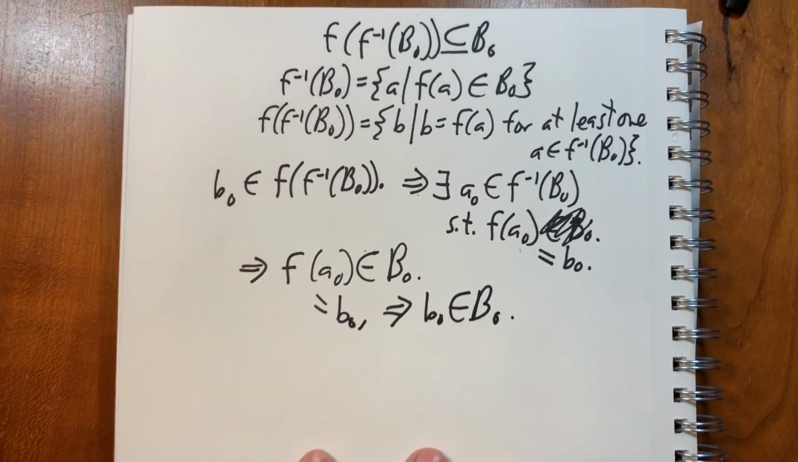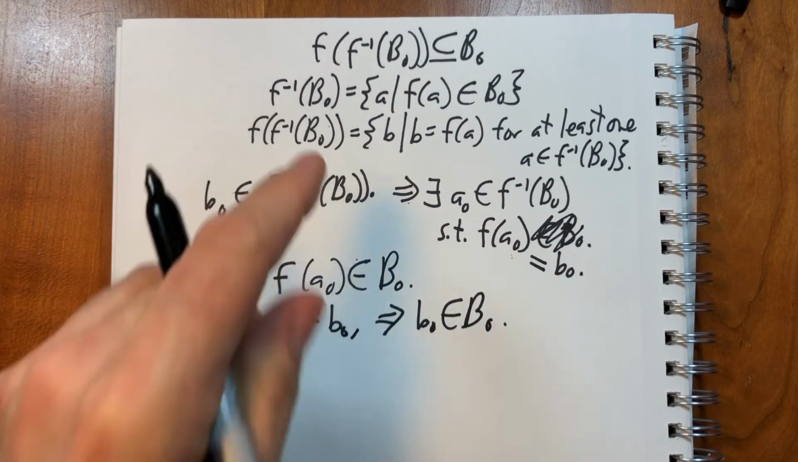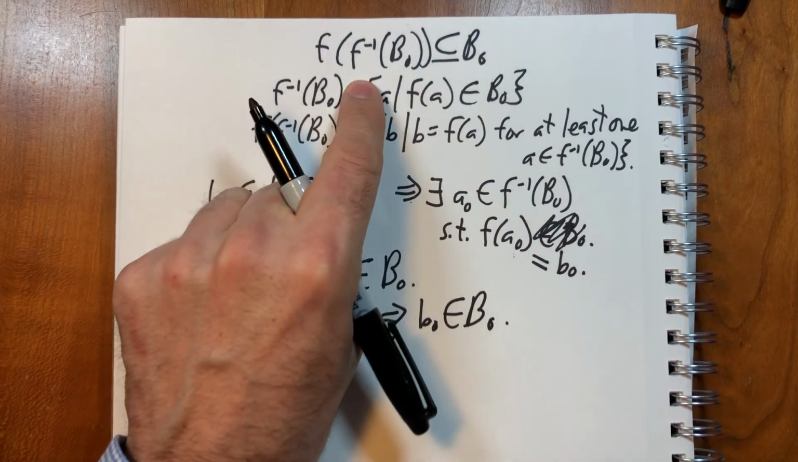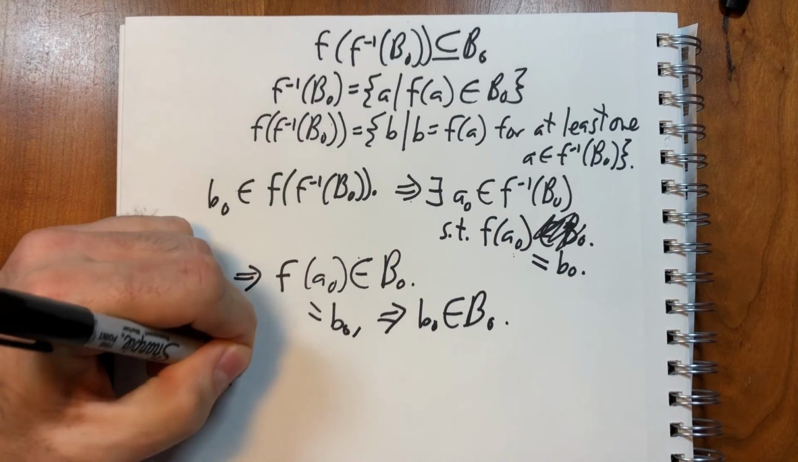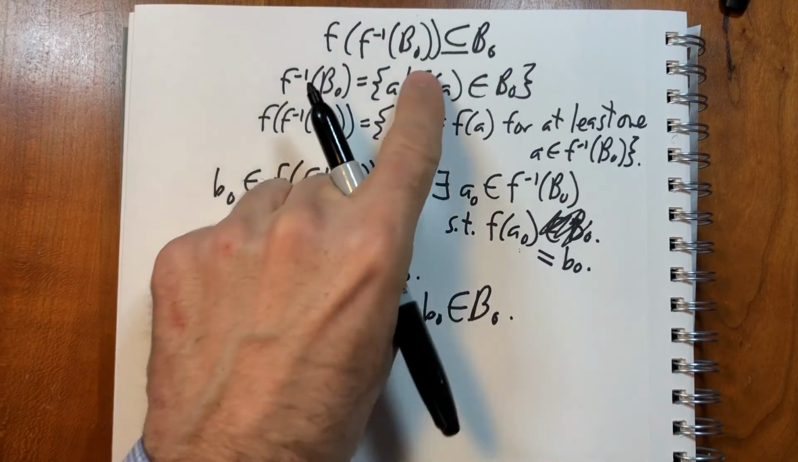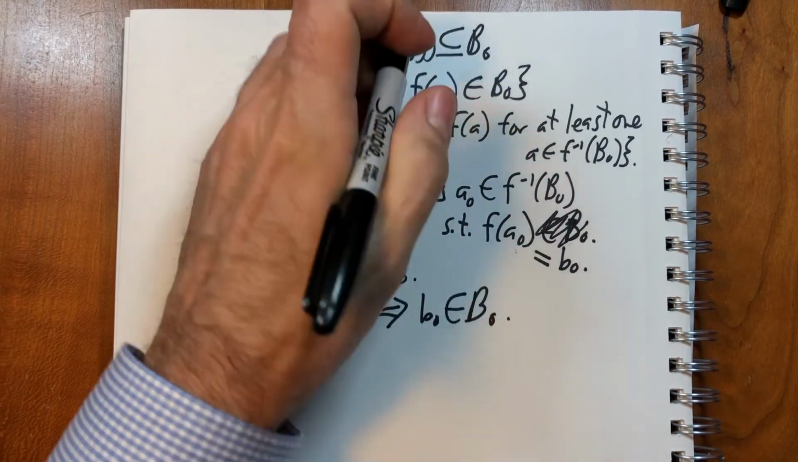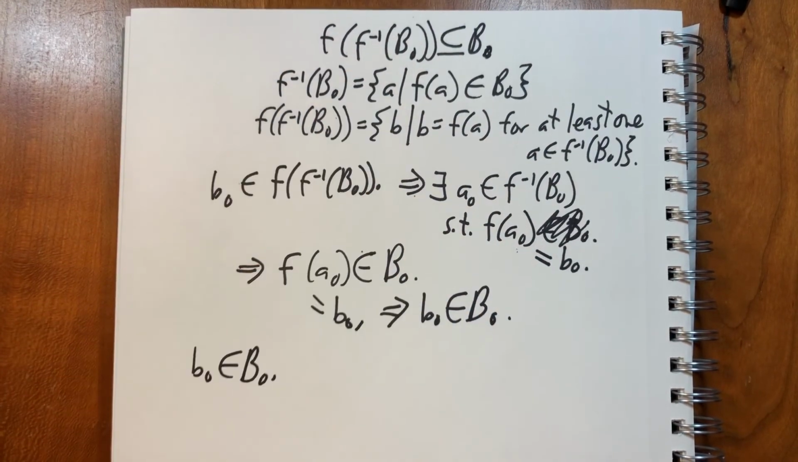So now we need to show that if f is surjective, then the inclusion goes the other way as well. So we start with an arbitrary element of B0 and show that it's in the image of the preimage of B0. So start with b0 in B0. So we need to show that it's in that. And we're going to have to use the surjectivity of f. So remember that if f is not surjective, it's entirely possible for there to be an element of B0 that is not in the image of the preimage. That's the whole point here.